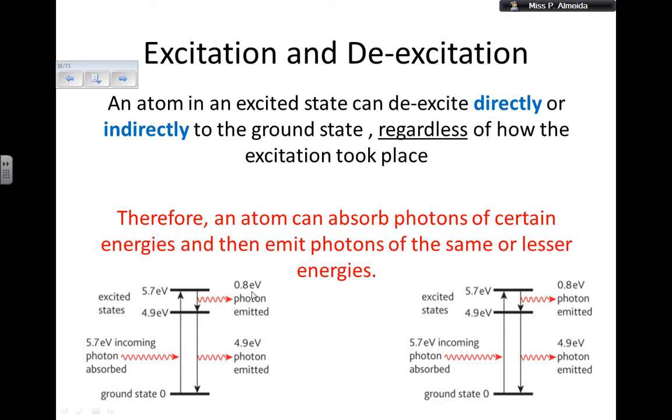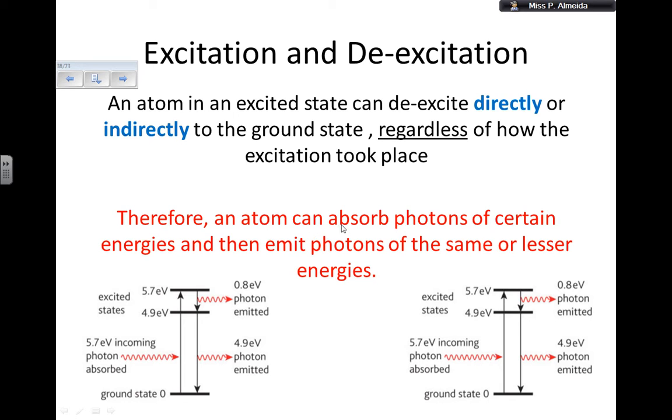And then when you have excitation, you can have a de-excitation. As I told you two slides ago, an atom in an excited state can de-excite directly or indirectly to the ground state, regardless of how excitation took place. So it doesn't matter if I went from the ground state to energy level 3, I can still go back down from energy level 3 to the ground state directly, or by going to energy level 2 and then 1, or any other route, okay? As long as in total I do the same change in energy.